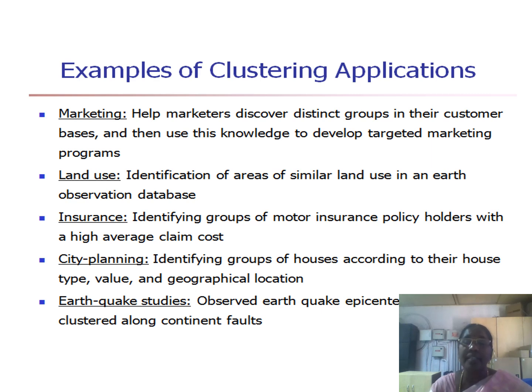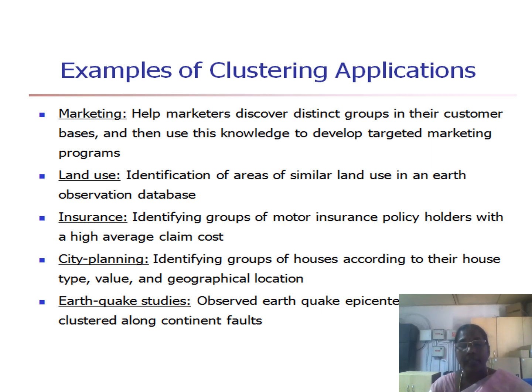And land use: identify areas of similar land use in the Earth observation database. In the Earth observation database, we can determine similar land use, right? So that is clustering, because it is either a black soil or maybe a red soil. So what kind of agriculture is used for this particular plot? That kind of information can be found by the clustering application.